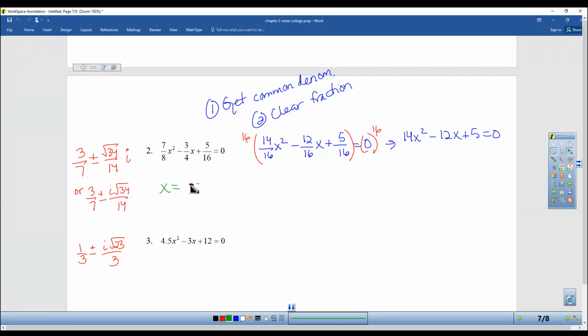So x is equal to opposite of b plus or minus the square root of b squared minus 4ac, all over 2 times a. So I've said this before, I would change this to separate fractions. I think that you'll be more successful.